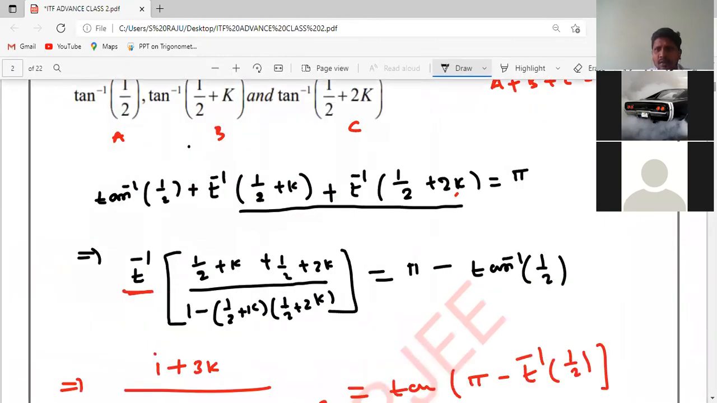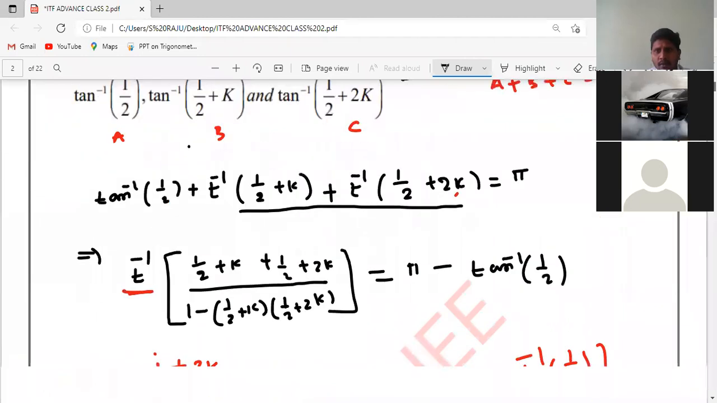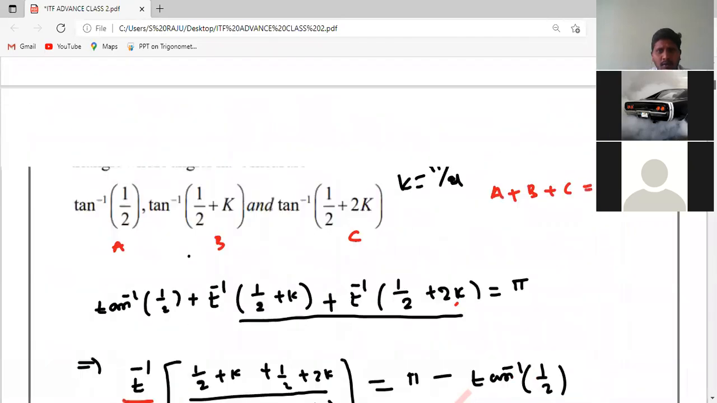So this is k is equal to, you can consider only 11 by 4. Yeah, 4. So this is the value of k. Could you please scroll down, sir?